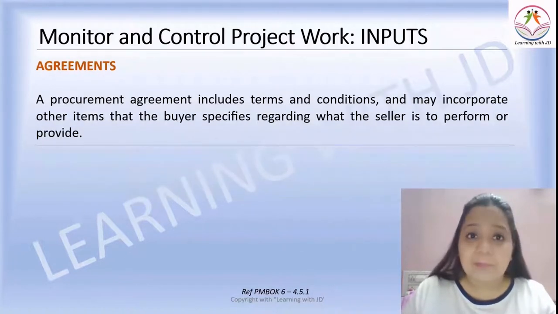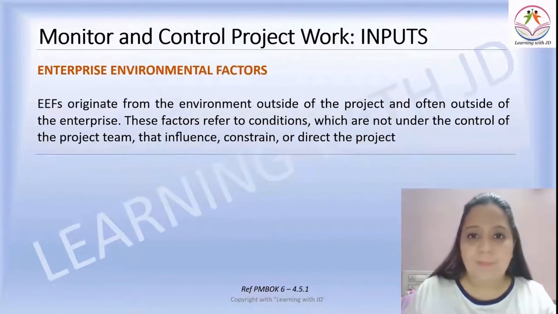Then you also need agreements. There will be some third-party involvements. You want to know how the work which is aligned with the third party is working. So a procurement agreement includes the terms and conditions and may incorporate other items that the buyer specifies regarding what the seller is to perform or provide. So all these are a part of the agreement and hence you need the agreement.